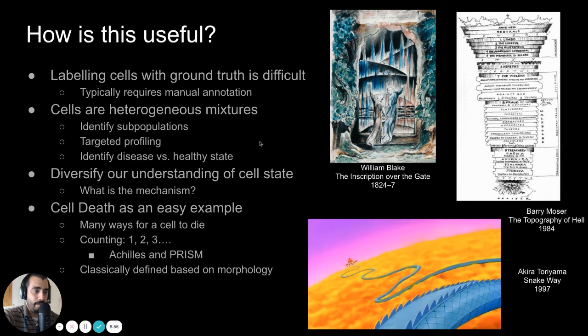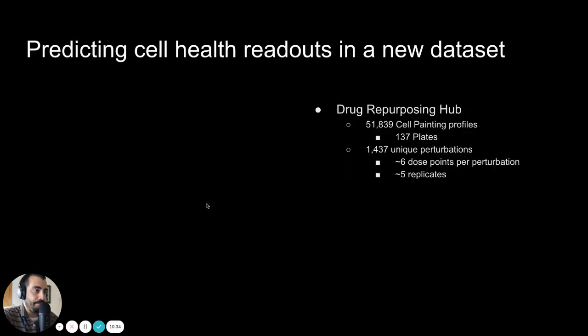A really easy example of this is to just think about cell death. It turns out that there are many different ways that a cell dies. There are many death pathways. It's not just a binary yes, no, dead, alive. But the typical technologies that do this in high throughput, like Achilles and Prism, really all they're doing is counting cells, so how many cells are present before or after perturbation. But we do know that cell death has been classically defined based on morphology. So that signal exists. Cell biologists have identified that signal. It's just a matter of developing approaches to extract it in a high throughput way.